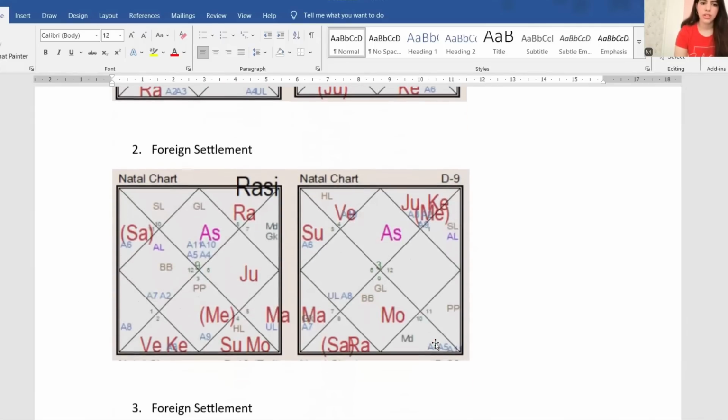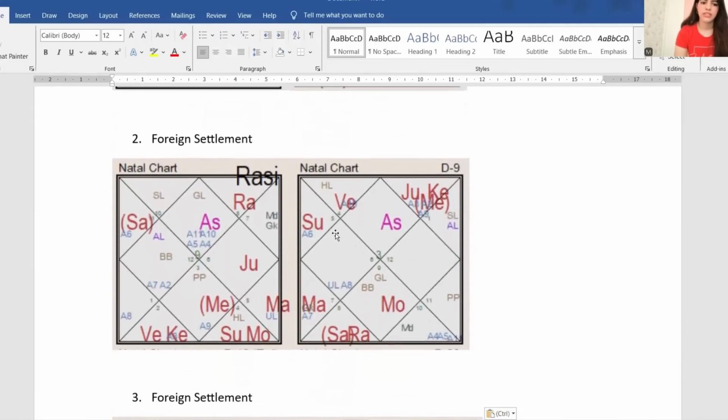So now let's look at the second chart. This is a chart of foreign settlement. The person moved away from their home place and settled down in a foreign country. And here, the very first thing we see is that Rahu is there in the 12th house.